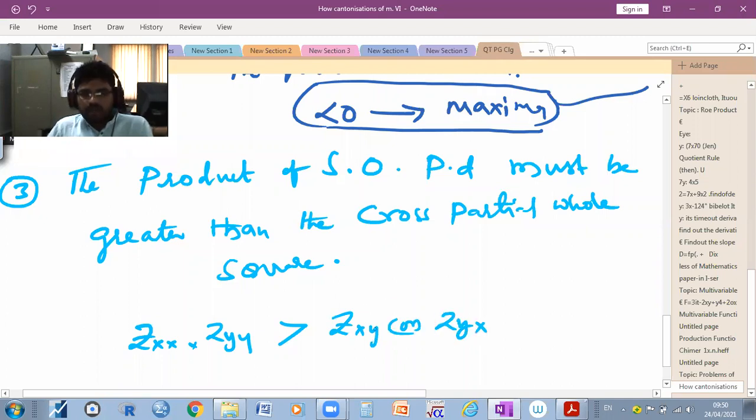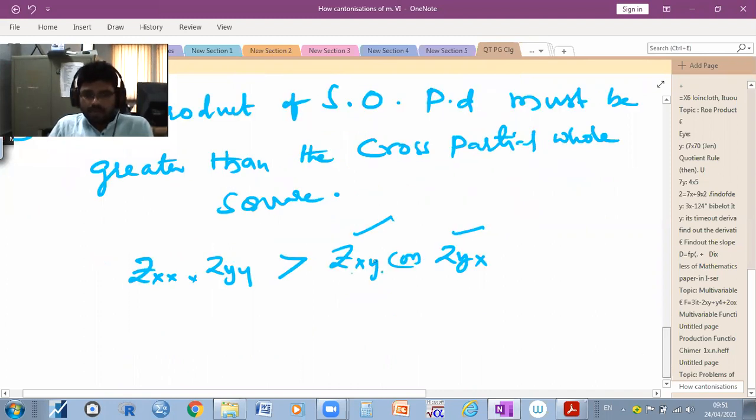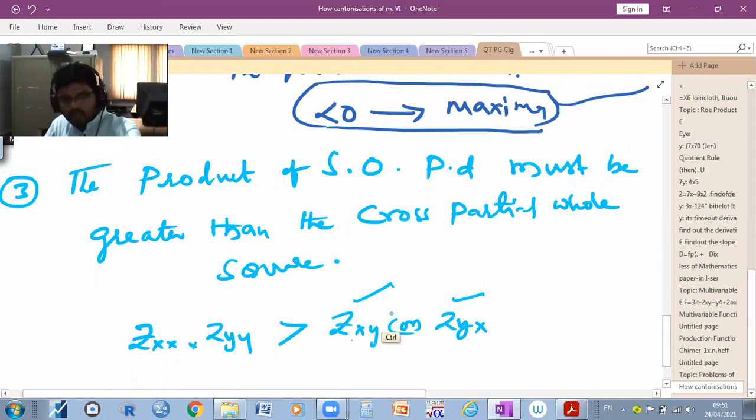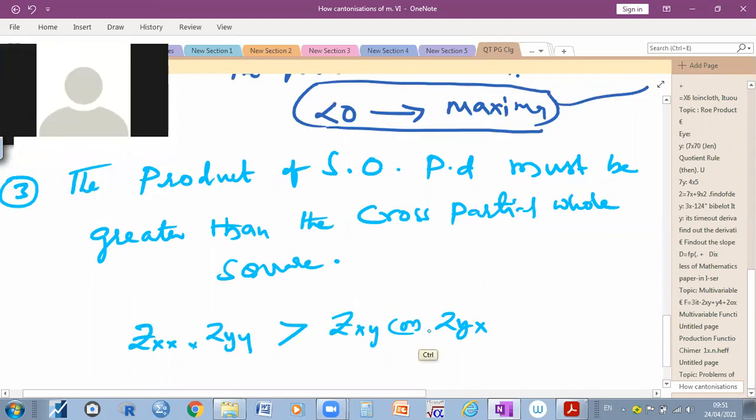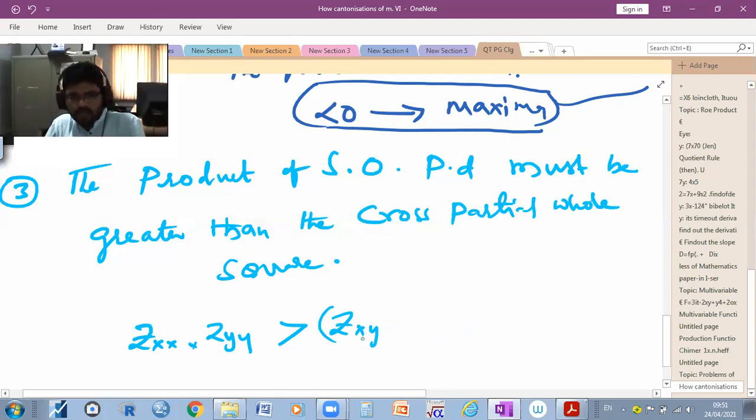See why we are mentioning only one here, cross partial, because as we discussed last day, the cross partial values are always the same. Always same. Have you understood? So here, whatever values we get, that should be whole square. So therefore, here we can write like this: cross partial whole square. So this is an example for the third order.